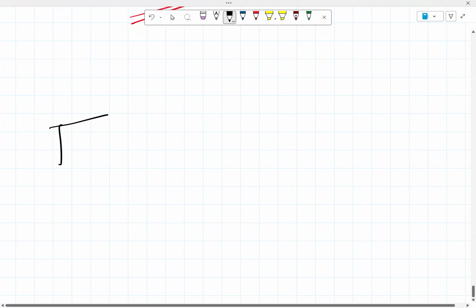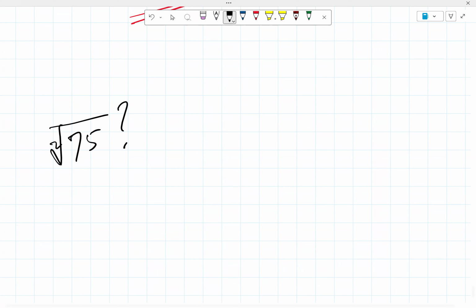So we need to do the square root of 75. Of course, if you don't write any index, you could write 2 here for square roots, and you could leave it blank, because if you leave it blank, we know it's a square root automatically. So now we have 75.